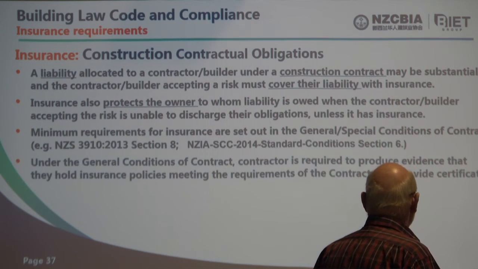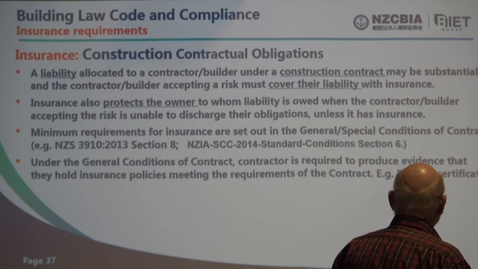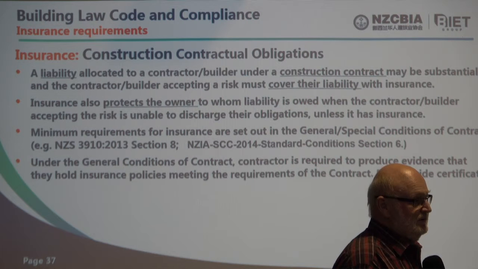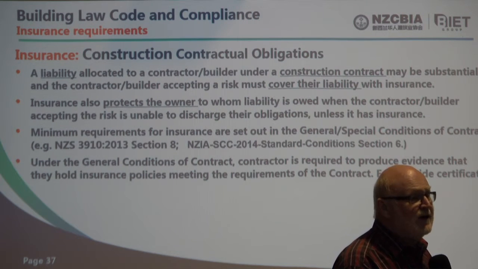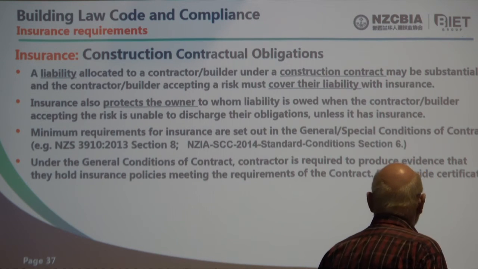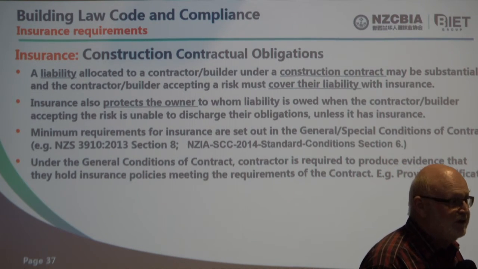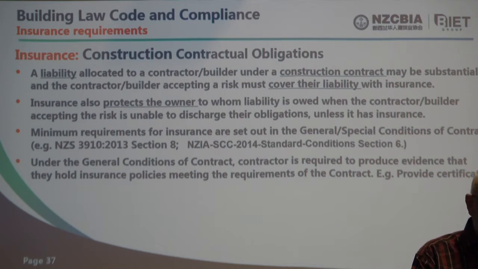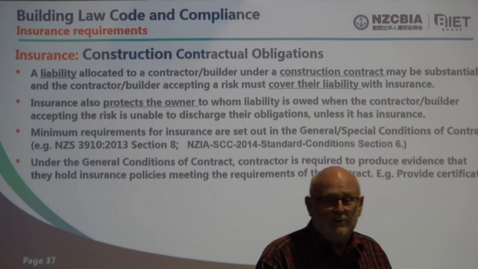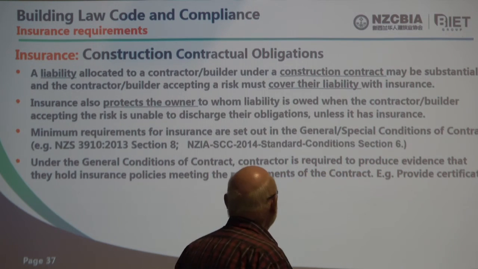Under the general conditions of contract, the contractor is required to produce evidence that they hold the insurance policies. So under your contract conditions, you've got to show evidence. And that's generally a certificate. You've got an insurance certificate. And the amounts and stuff might be set out in the contract. So public liability might be $5 million or $10 million. Those things are set out. And you have to demonstrate that you've got that insurance in place by providing the owner with certificates.